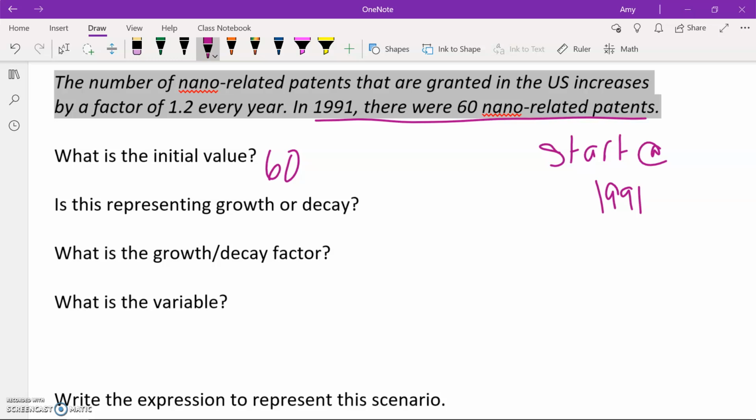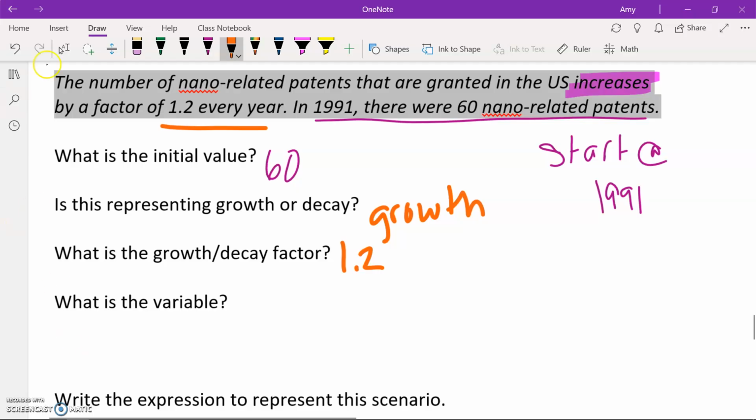Now, is this going to be growth or decay? We see that word increases, so we know that it is growth. And because it tells us by a factor of 1.2, our growth factor is going to be 1.2. Now let's look at what our variables are going to be.